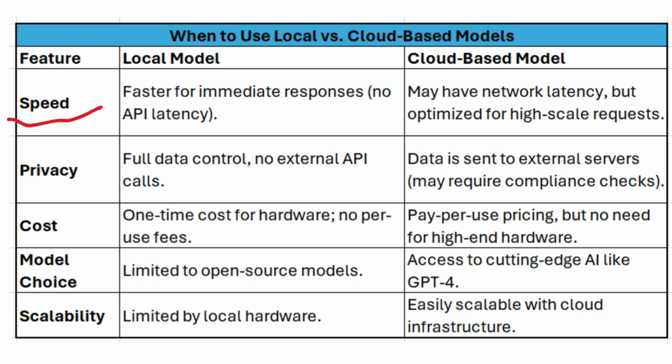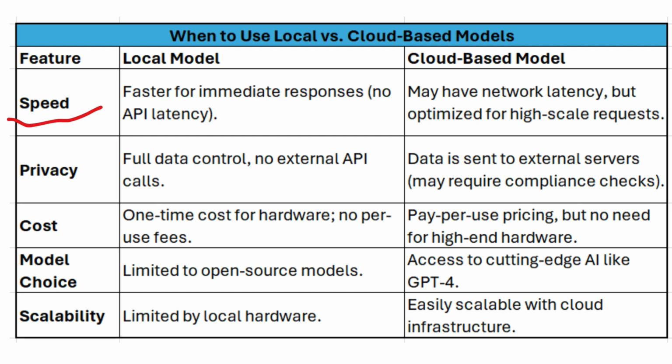Speed: how fast do you need responses? Local models are generally faster for immediate responses because they run directly on your machine. There is no delay from sending requests over the internet, making them ideal for real-time applications like chatbots or personal assistants that need to respond instantly.